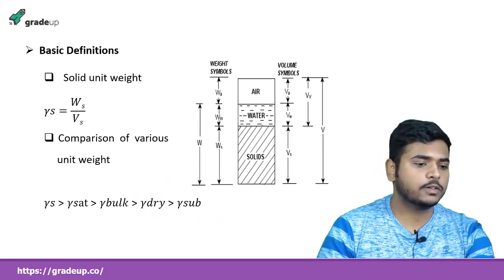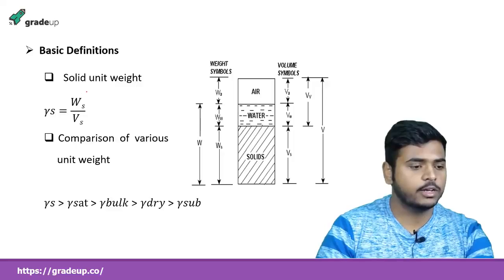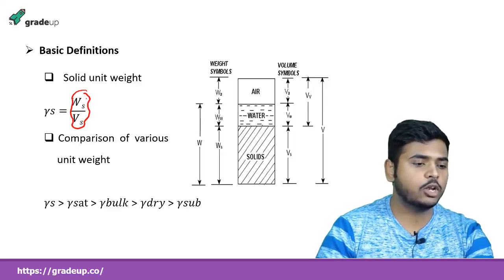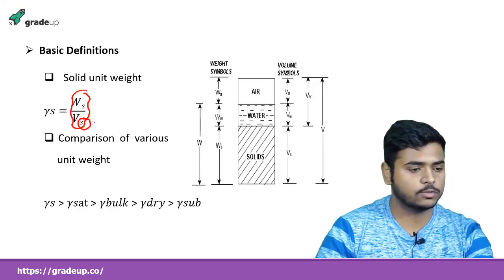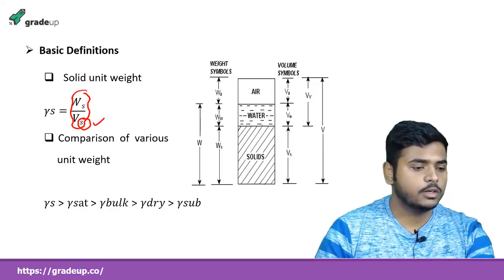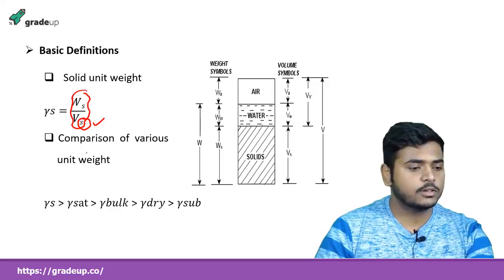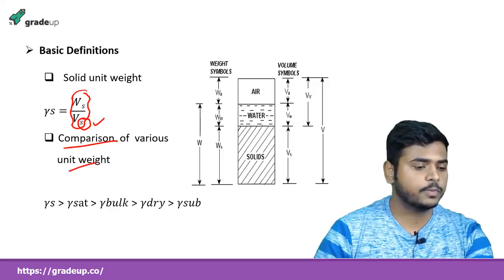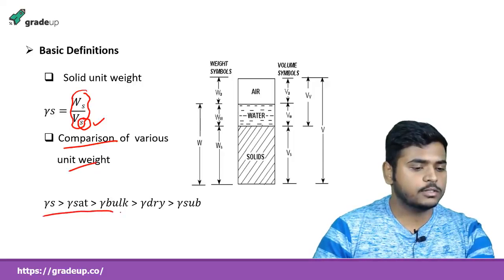Now coming to the fifth, that is the last, solid unit weight. It is denoted by weight of solid to the volume of solid. Here we have to note it is volume of solid and not total volume of soil. Now another question comes in competitive exams, that is comparison of various unit weights. This is the pattern.